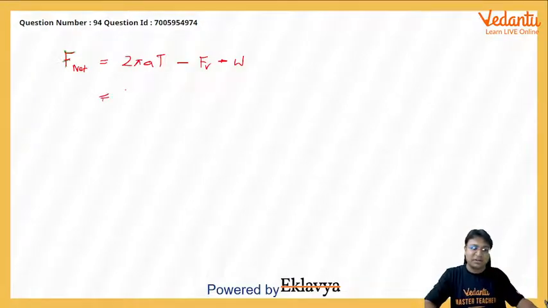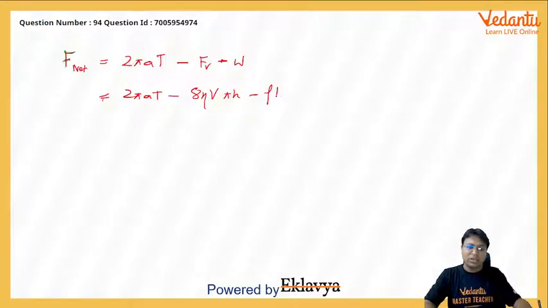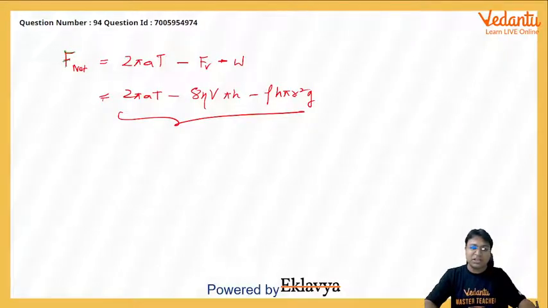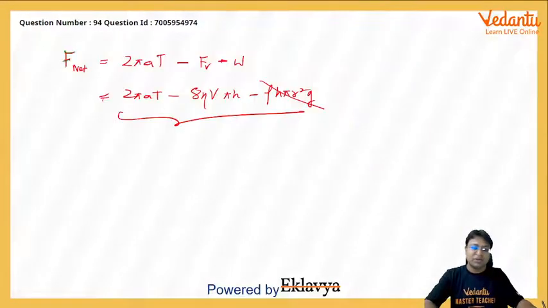So we can just substitute the values now. Fv is 8 eta V pi h, since r square gets cancelled, and then minus rho h pi r square g. This is the net force, and now we have to compare it with the expression given. Do we have something like pi a square rho g h? Here r is basically a, so we have pi a square rho g h. This part we have got here, and whatever is left will be called f. So this entire remaining part becomes f.